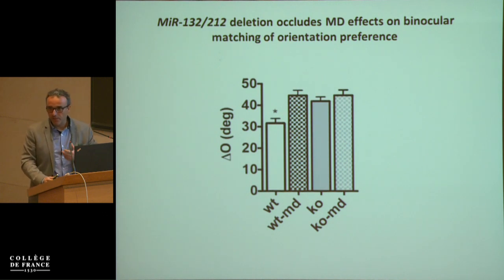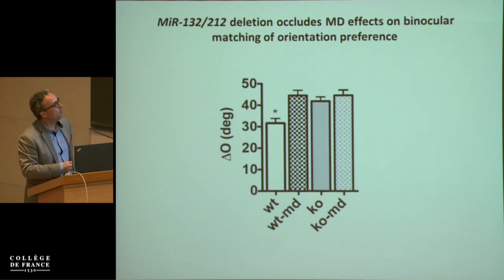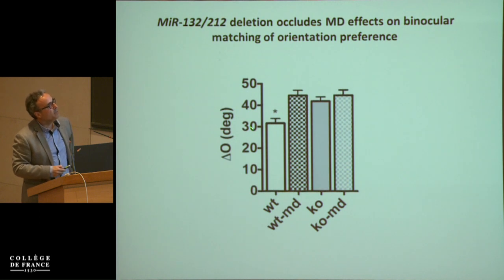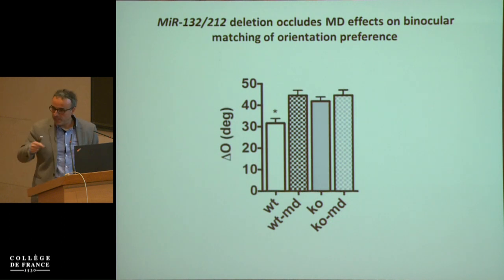Because, of course, if, as we think, visual experience acts by MIR132, the two manipulations should occlude each other, could not sum up. And indeed, this is the result. So this is the alignment that you get in a P27 wild type, and this is the impairment that you get in a wild type when you have monocular deprivation, and you see that it's the same that you get in the knockout. And even if you combine, so you deprive the knockout, you cannot go any further than that.